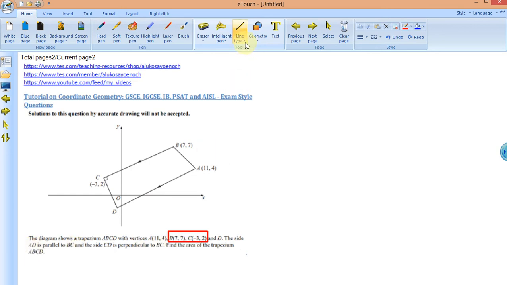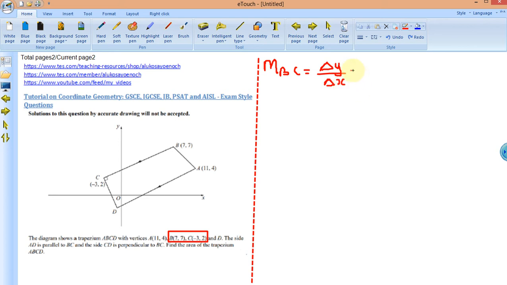So the first step here now is to find the gradient of line BC. Don't forget, I'm not going to write that again because you understand it from the very first question. Change in y divided by change in x, that's how to find the gradient of a line. I'm going to represent the gradient of line BC as M subscript BC, which is delta y divided by delta x, that is y2 minus y1 divided by x2 minus x1. This is not increment, guys, and not differentiation.